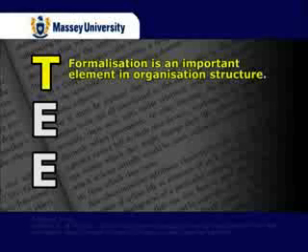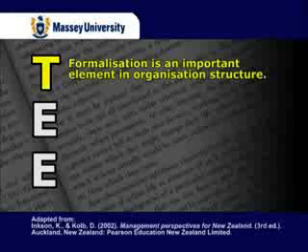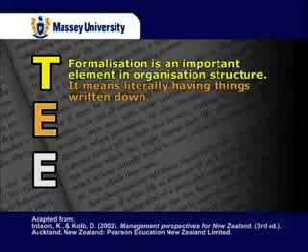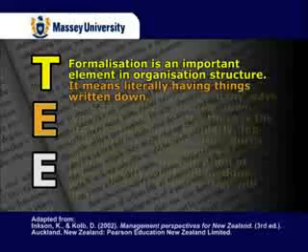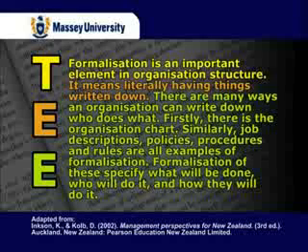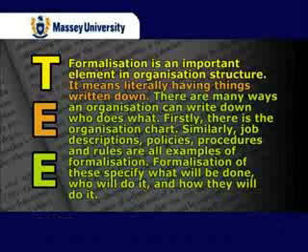Formalization is an important element in organization structure. It means literally having things written down. There are many ways an organization can write down who does what. Firstly, there is the organization chart. Similarly, job descriptions, policies, procedures, and rules are all examples of formalization. Formalization of these specify what will be done, who will do it, and how they will do it.